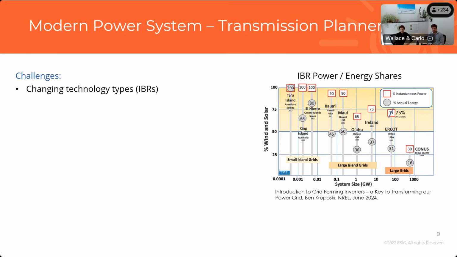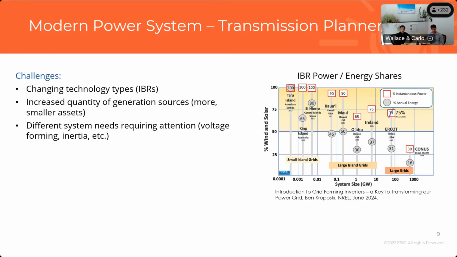Now, those two things: Carlo was talking about how he thinks about energy. That's very much in the resource planning domain. But as a transmission planner, the instantaneous power is really what I'm thinking about from a snapshot perspective. So it's an indicator that we need to be thinking about our snapshots perhaps in a different way. There is, of course, an increased quantity of these generation sources. We have more smaller assets. And one of the topics of yesterday and today is that there are different system needs that require attention that traditionally we weren't necessarily paying attention to.